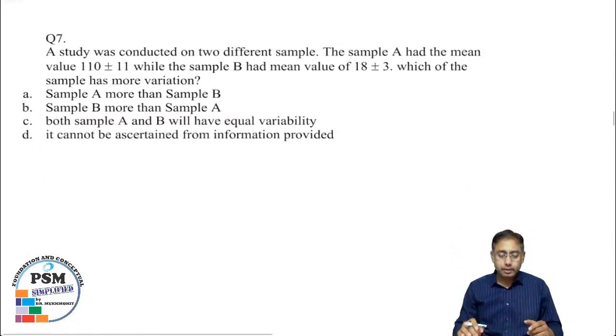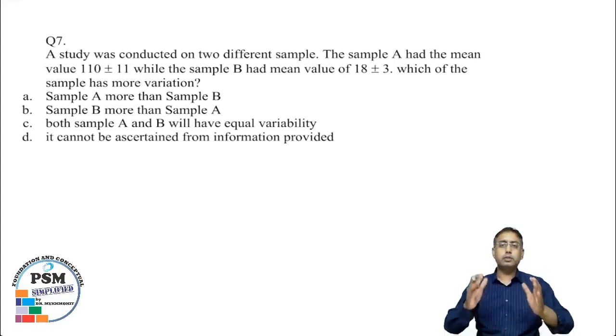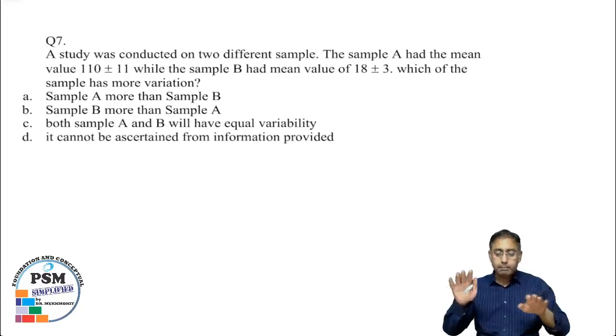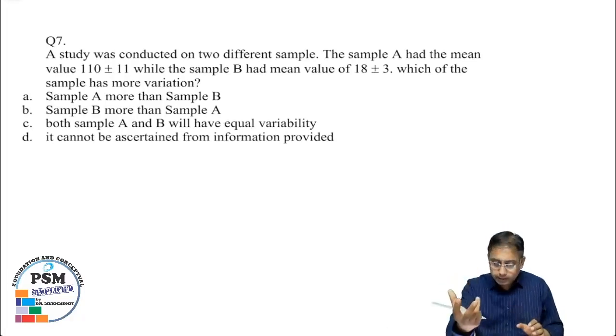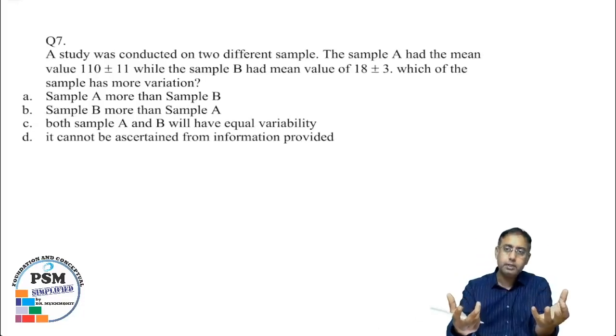Sample question number 7. These are all reconstructed sample questions. Don't take them very, very literally. I want to discuss the topics with you and not the MCQs. Question 7. The study was conducted in 2 different samples. Sample A had a mean of 110 plus minus 11. Sample B had a mean of 18 plus minus 3.